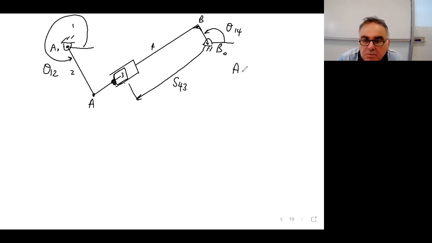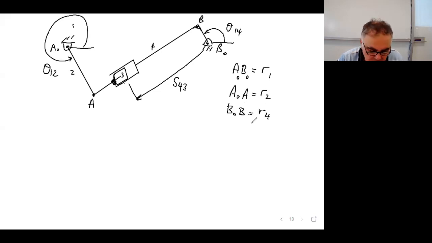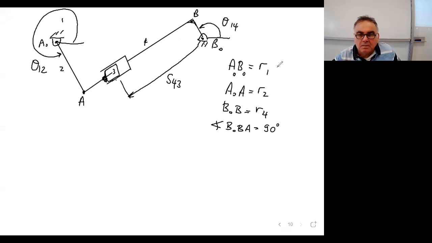Again, certain things are given. A0B0 is called R1. A0A is R2. B0B is R4. And this angle is 90 degrees. The angle of B0BA is 90 degrees. Okay. And actually certain numbers are given here. This is 8 centimeters. This is centimeters.